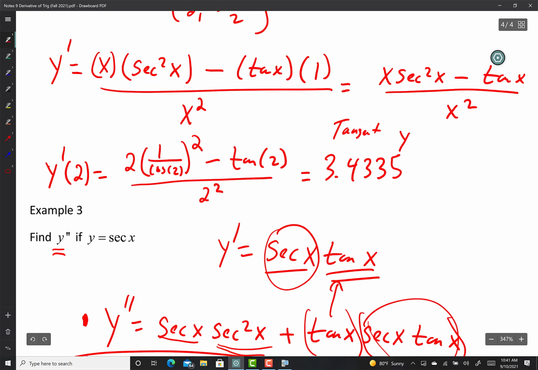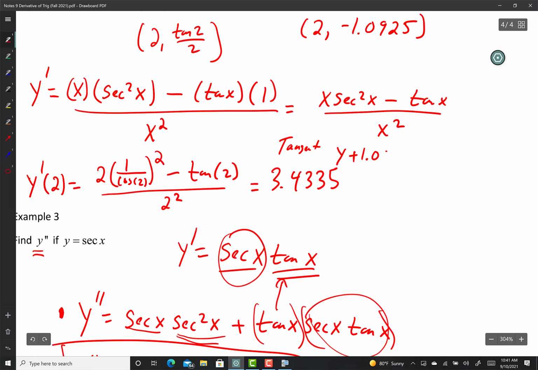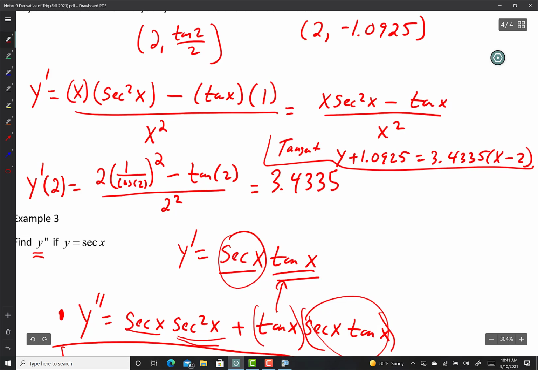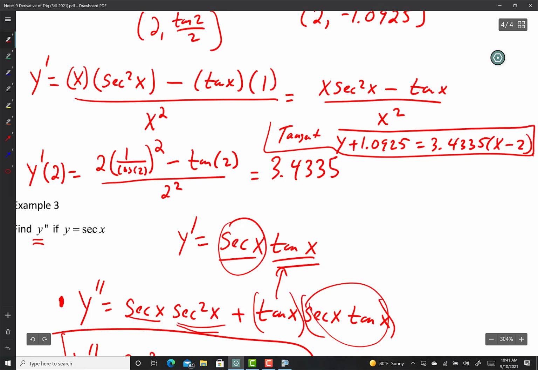Y plus, let me zoom out, 1.0925 equals 3.4335 parenthesis x minus 2. Yeah, it looks nasty. No, the 2 was positive, right? x minus 2. It's x minus x1. And don't worry, we're going to use technology to see how our tangent looks. I know it wants the normal too. We'll give the normal in a little bit, but I want to see it.